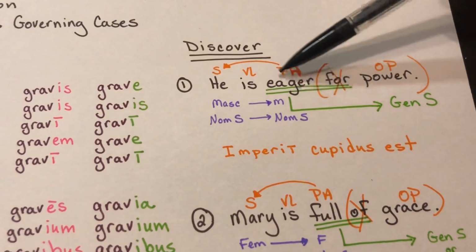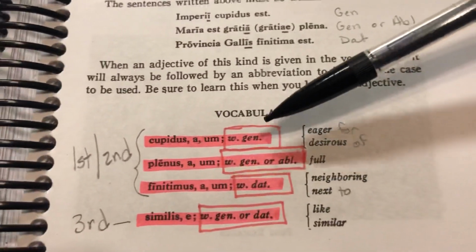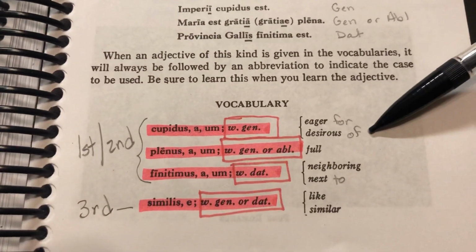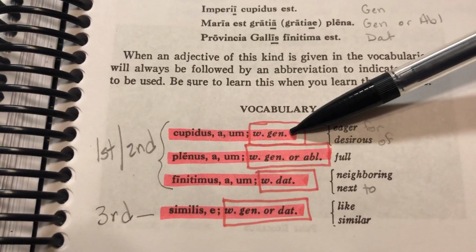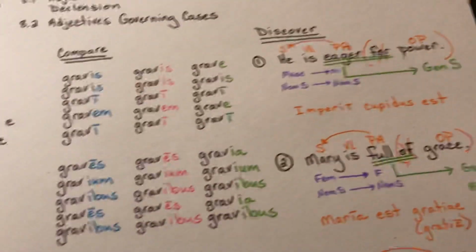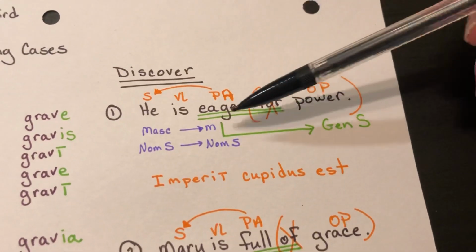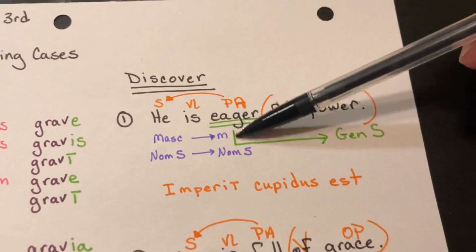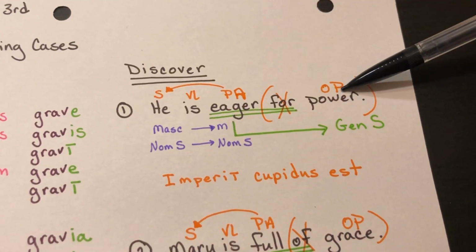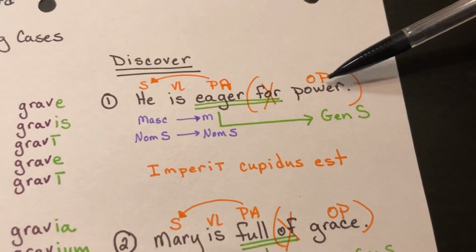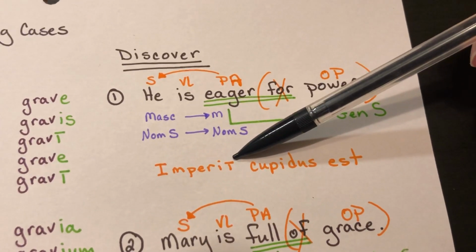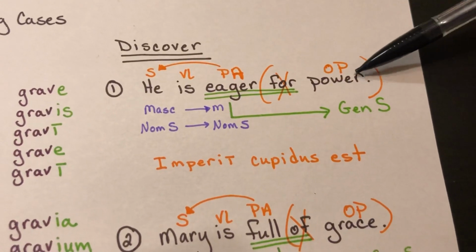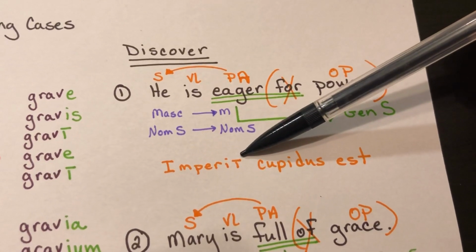Now, in the textbook, it said that eager for, let's find it. Eager for, right here. Or desirous of. It doesn't matter which way you translate it in the English. It says that it's going to go with the genitive. So what that means is this eager for right here is automatically going to give the object of the preposition the genitive case. So when we translate this word power into Latin, notice the genitive singular ending. Power is singular, genitive singular ending.